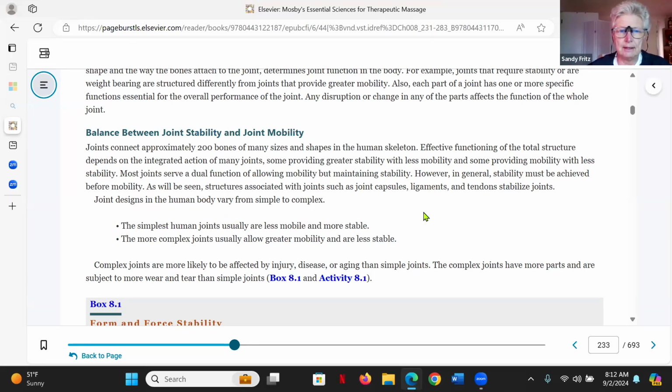There are simple joints and complex joints as well, and the simplest human joints are less mobile and more stable. And then the more complex joints provide mobility and are less stable. So the joints in the axial skeleton are typically more stable and less mobile. The amount of movement is small. But in the limbs, the whole upper limb and lower limb and hands and feet, the joint structure is more complex and less stable. So it becomes really important that we have a balance between stability and mobility.